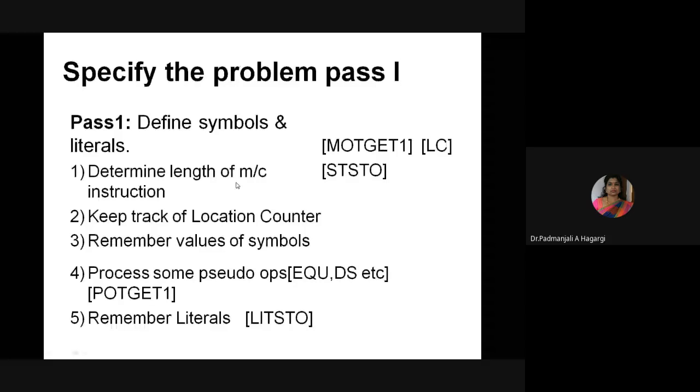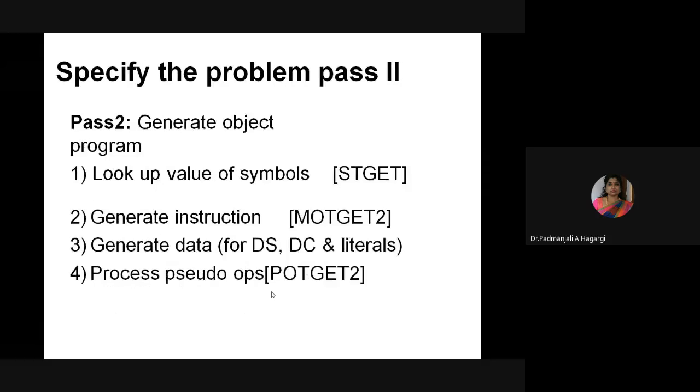So in pass one, as we know, defined symbols and literals will be there. What it does is determine the length of the machine instruction and keep track of the location counters. It also remembers the values of the symbols, processes some pseudo options, remembers all the literals in the program, and generates the object code program. In pass two, it looks up the values in the symbol table and generates the instructions. It also generates the data for the declaration of storage, declaration of constants and literals, and processes the pseudo options.